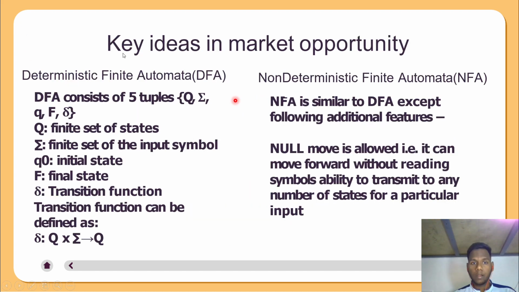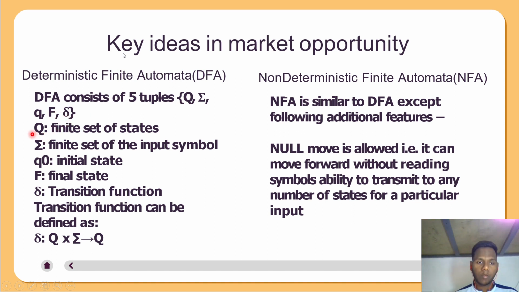As I said earlier in the slide before this, key ideas in market opportunities. Okay, this is generally deterministic finite automata. A DFA consists of 5 tuples. It is generally declared by 5 tuples: Q, sigma, q naught, F, and delta.